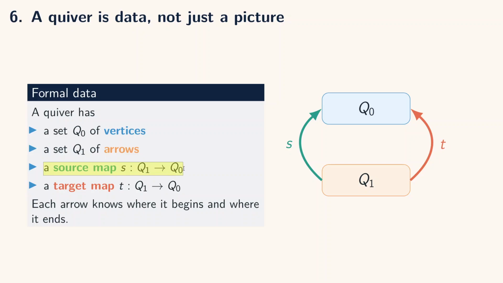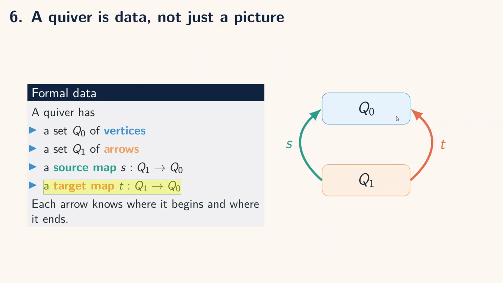It is a function that takes any arrow from Q1 and returns its starting vertex, a vertex in Q0. So S is a function from Q1 to Q0. You hand it an arrow, and it tells you exactly where that arrow begins. The fourth ingredient is a target map. We call it T. It is also a function from Q1 to Q0. You hand it an arrow, and it tells you exactly where that arrow ends.